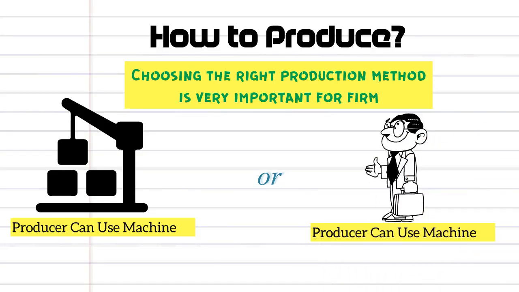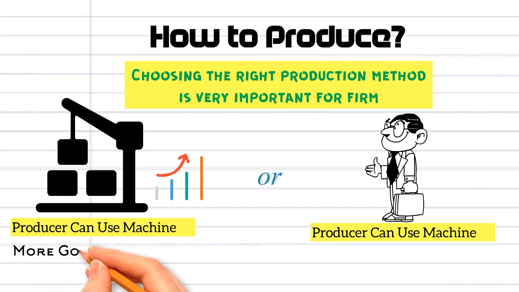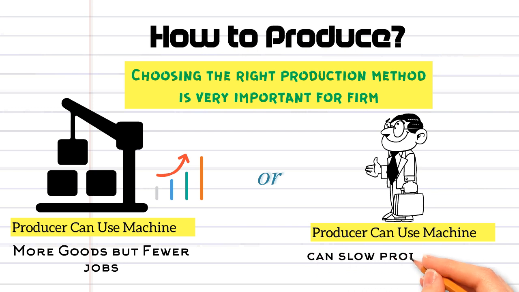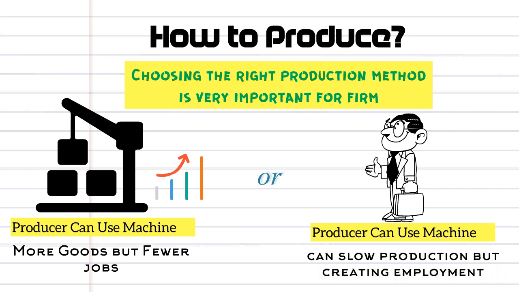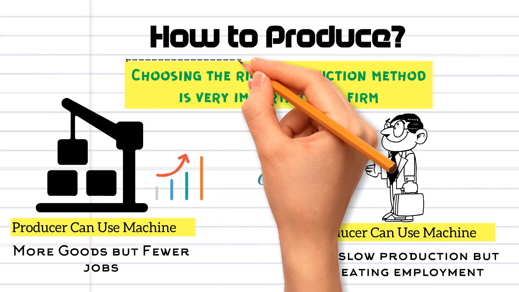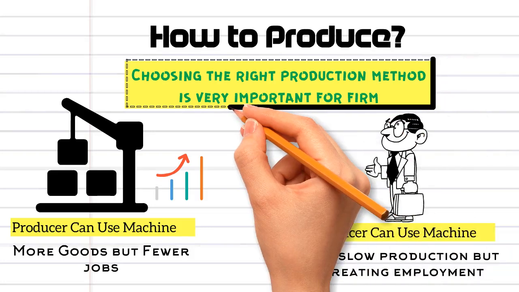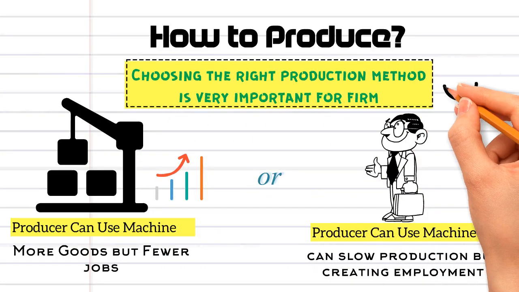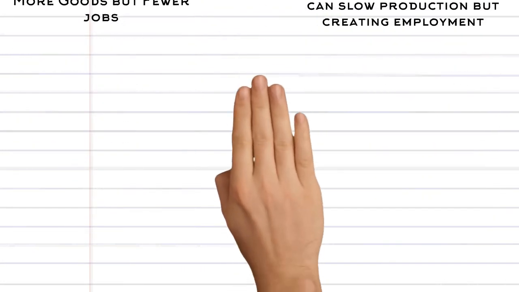If producers use the capital intensive method, that means they're going to use more machines in comparison to labor, and then they will be able to produce more goods in large quantities, but it will create fewer jobs. On the other hand, if they choose the labor intensive method, they are going to help the economy by reducing unemployment, but this technique will slow their production and is smaller in scale. So the economy must carefully choose the method depending on its resources and the goods.